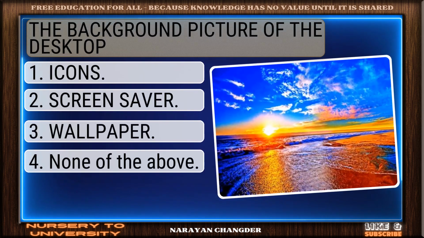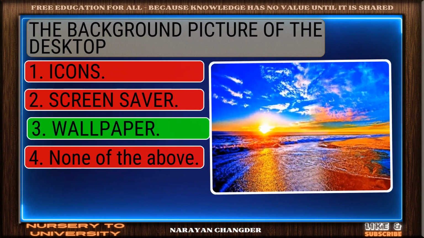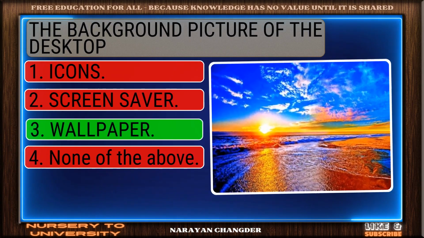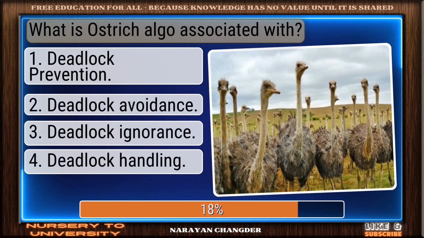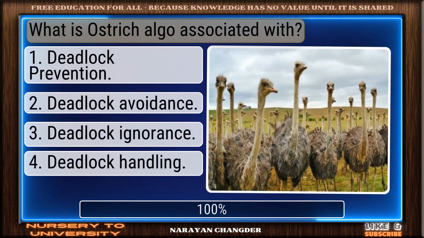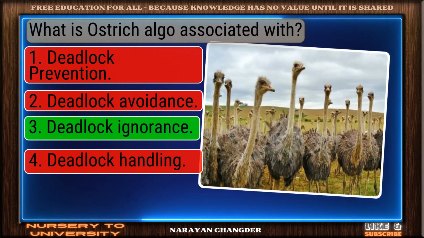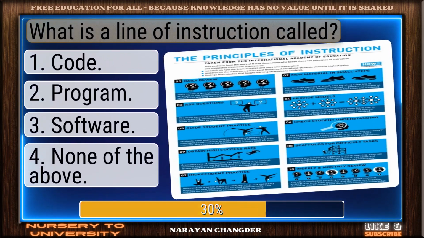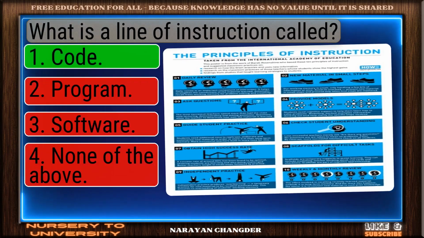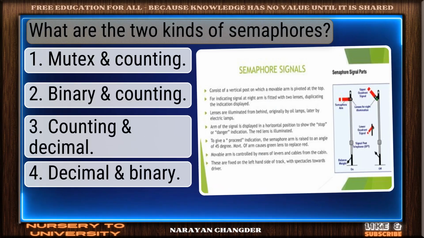The background picture of the desktop. On track. Wallpaper is the correct answer. What is Ostrich Algo associated with? Excellent choice. Deadlock ignorance is the right answer. What is a line of instruction called? Nice work. You chose code and it is correct.